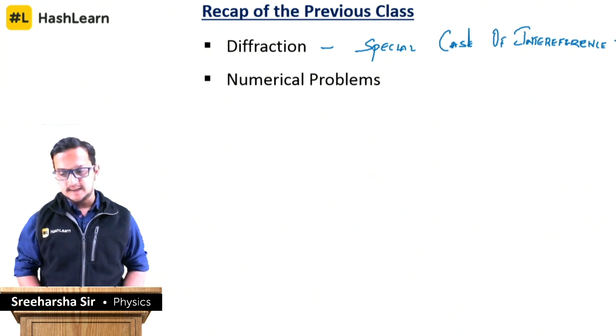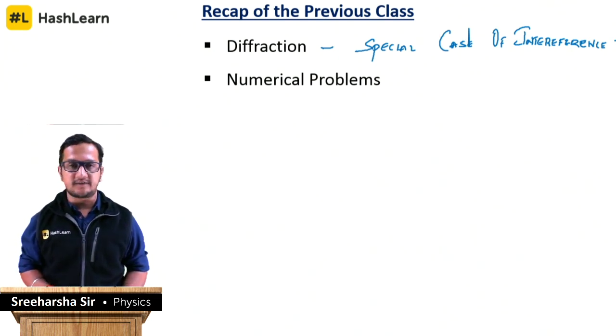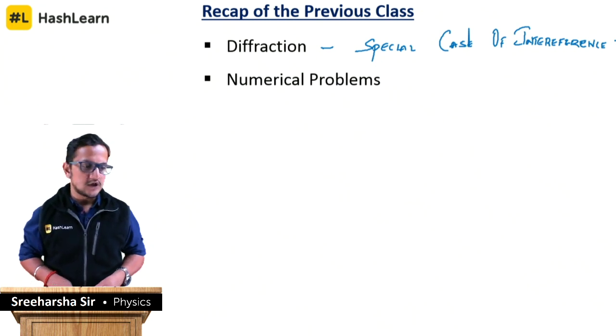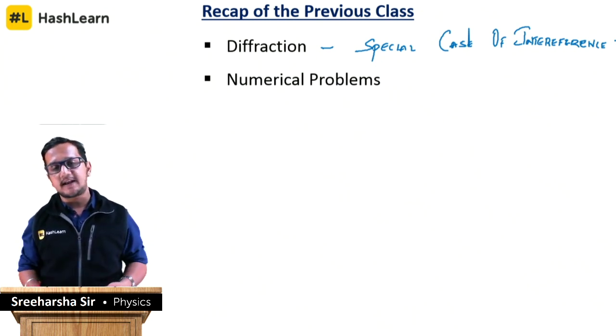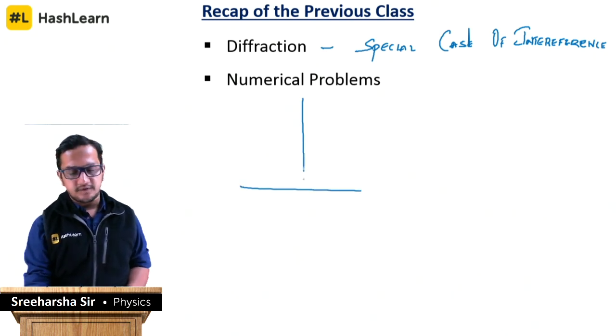So this was the diffraction, which is read as a special case of interference. Whatever happens in interference will act in reverse in diffraction. So I hope you are clear with that. So the difference is when you plot the interference fringe.